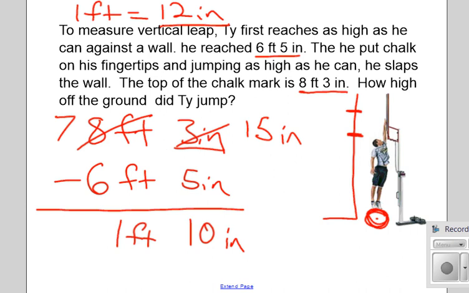And now we think about, okay, is that really that high? Maybe, maybe not. Maybe he needs to do a little exercising, work on his vertical. Maybe it's good. Maybe you got to measure your own. Can you jump 1 foot, 10 inches off the ground? Interesting concept. But we see how converting works to be able to do this properly. So that's our first idea.